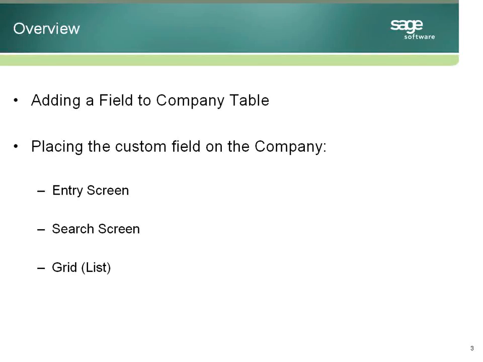Let's review what we've done. We've added a field to the company table. We've then placed that field on the company entry screen. We then populated that value with a value from the selection list that we built when we added the company field. We then added that field to the search screen. We're then able to search on the value that we populated in the screen that we entered the company table into. We then also did a search, and as a result of the search we get a list or a grid that shows the values that we previously selected.